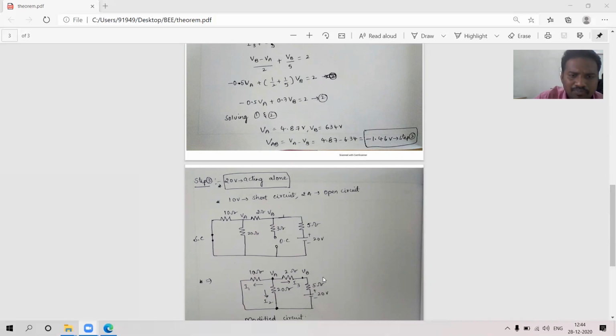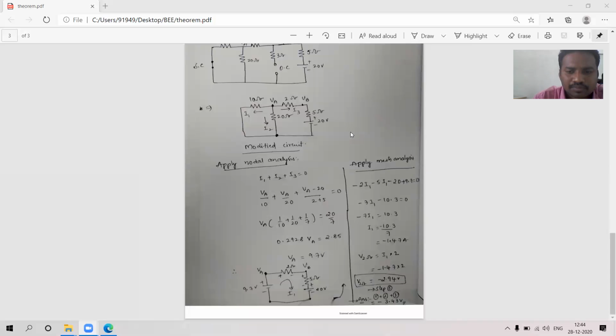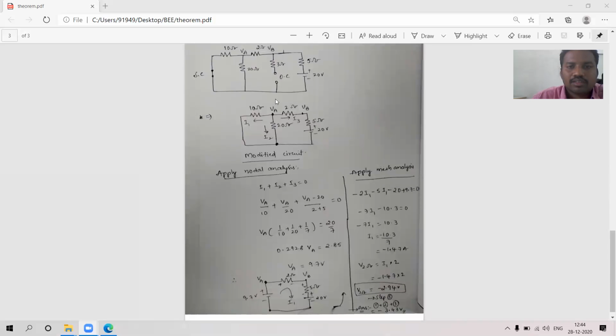In step 3, the 20 volts source is acting now, the last one. The first two sources are replaced: the voltage source is replaced by a short circuit, and the current source is replaced by an open circuit. So redraw the circuit. This is the actual circuit I am going to have.